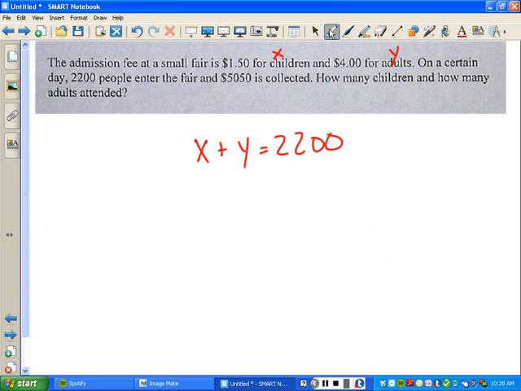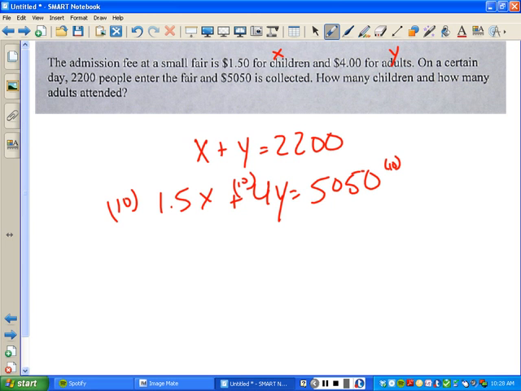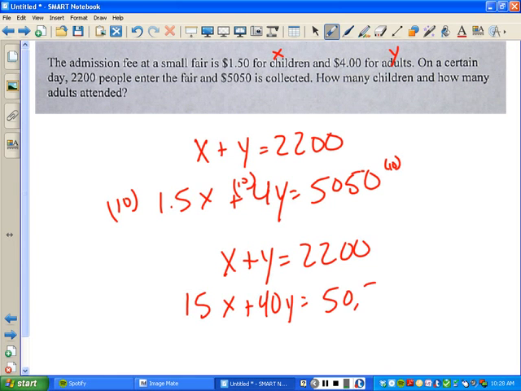So it's got to be somewhere between 0 and 2,200. Okay. $1.50 is each child ticket, so 1.5x plus 4y equals 5050. Some of you will say, how come you didn't do 1.50? 1.50 and 1.5 is the same thing. I'm just trying to keep it smaller. Multiply by 10, multiply by 10, multiply by 10. X plus y equals 2,200. 15x plus 40y equals 50,500. Do we agree?